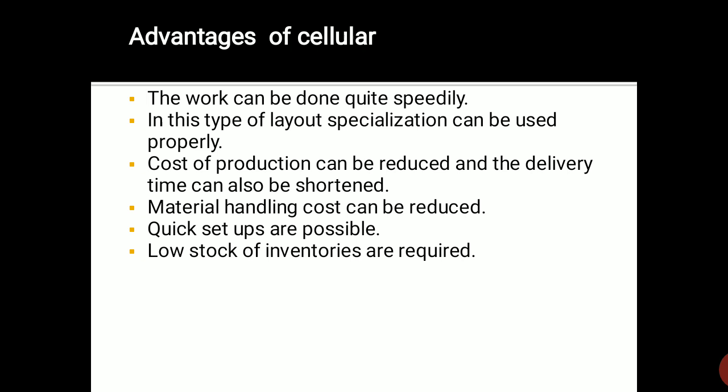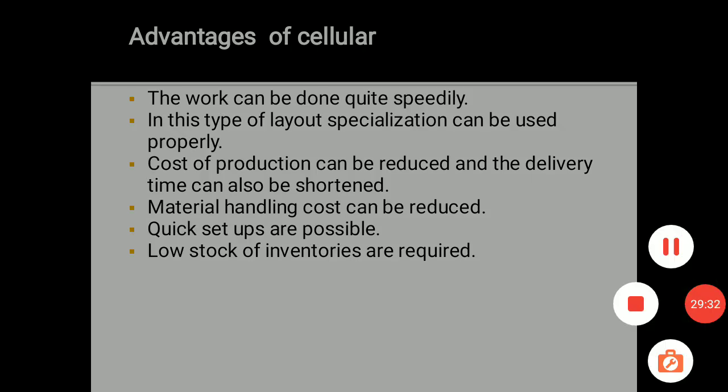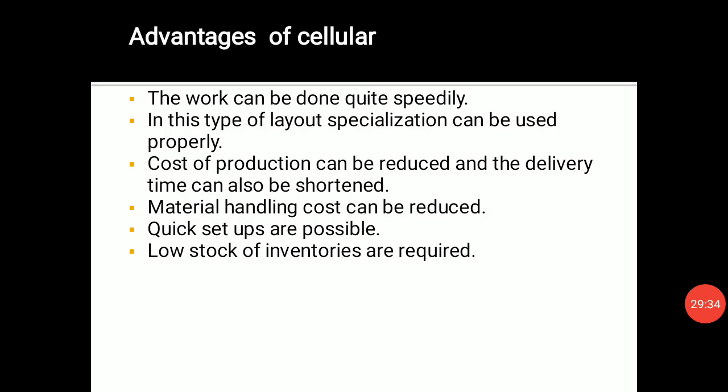Next, material handling can be reduced, because whatever you require you bring it to the cellular setup, so you don't need to handle the material every now and then. That reduces the cost of material handling. You actually don't need to have the machines, or maybe the conveyor belts, something like that, manually or mechanically, and that reduces the cost.